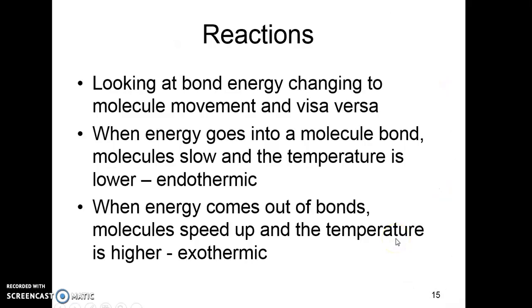In a reaction, we're looking at bond energy changing to molecule movement and vice versa. So when energy goes into a molecule bond, the molecules slow and the temperature is lower. That's endothermic. When energy comes out of bonds, molecules speed up and the temperature is higher, exothermic. So you can see there's a difference between phase changes and chemical changes in the temperature reaction to the change.